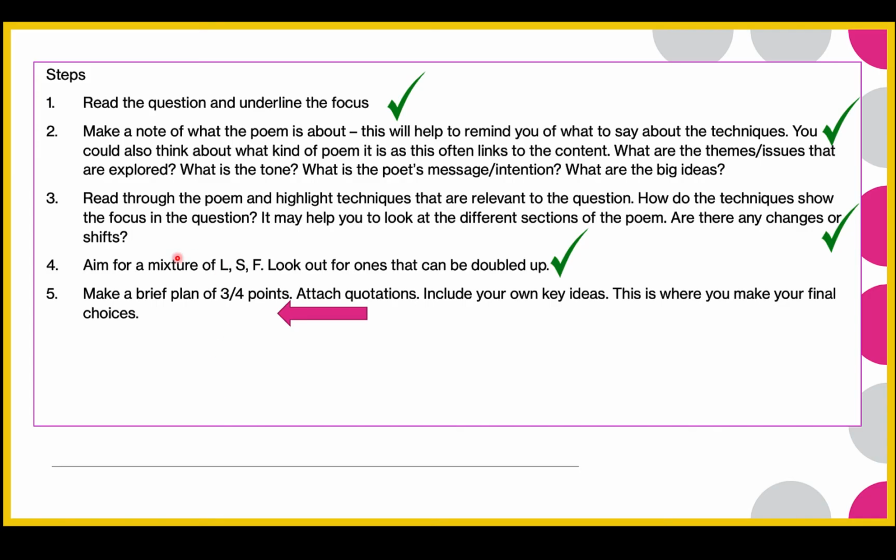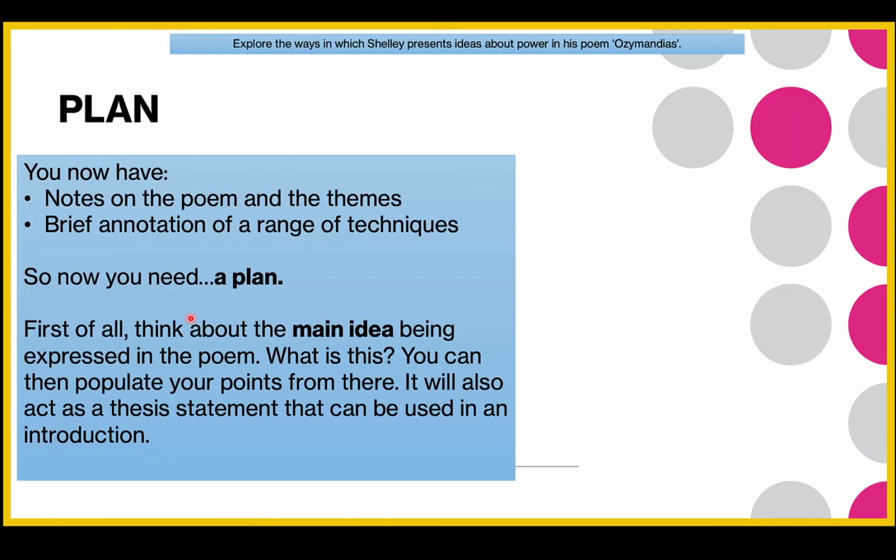So let's have a look at where we are. We've gone through all of these 4 steps, and now we're at the point where we can really go back to the question and think carefully, okay, what is my plan? You do need to have a plan. It's very, very important that you have some kind of order and structure to your ideas. Again, thinking back to the AO4, having coherence when you're writing out your ideas, and also thinking about how you're ordering your personal response. So you do need a plan.